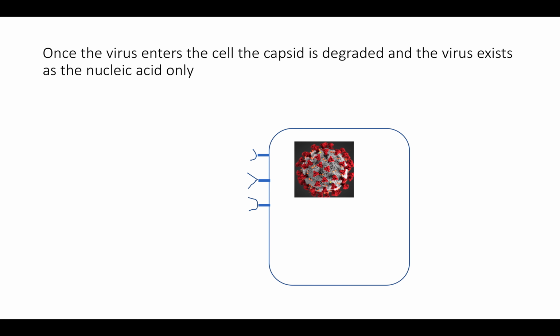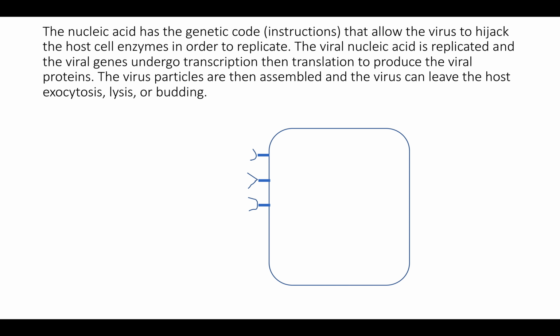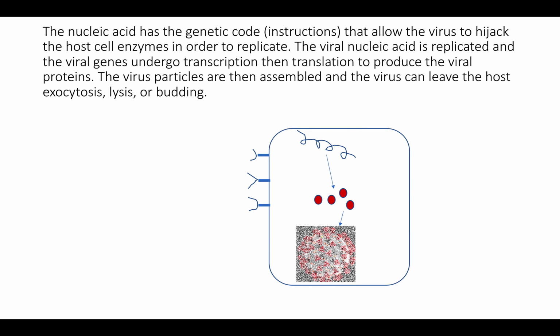After the virus enters into the cell, the capsid is degraded and the virus exists only as the nucleic acid. The nucleic acid has the genetic code instructions that allow the virus to hijack the host cell enzymes in order to replicate. The viral nucleic acid is replicated and the viral genes undergo transcription, then translation, which allows the virus to be assembled.